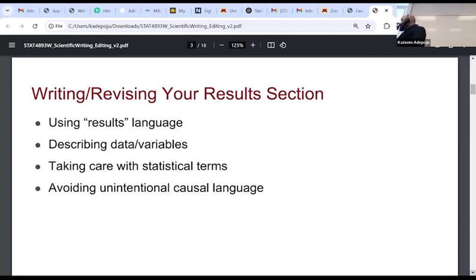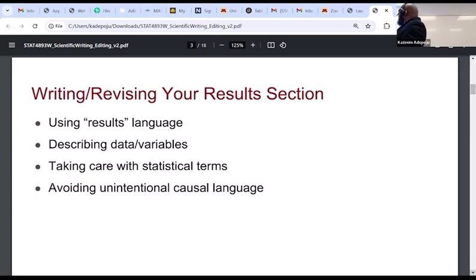Then we're also going to look at how you describe the variables you are using. You have to describe each of them. Is it continuous? Is it categorical? Does it have levels? How many levels? Is it a count? And so on. Then we also take care of statistical terms. We are communicating with a large audience, and some of them don't have statistical skills. How do we communicate in a way that they will understand statistical jargon? We've got to make sure we explain that.